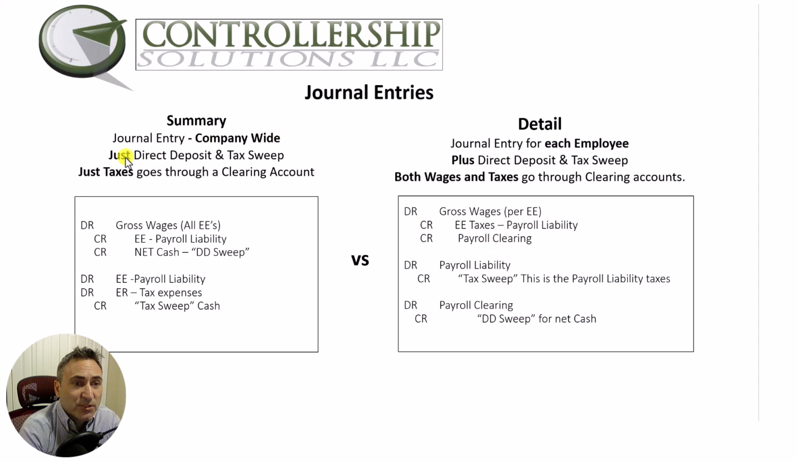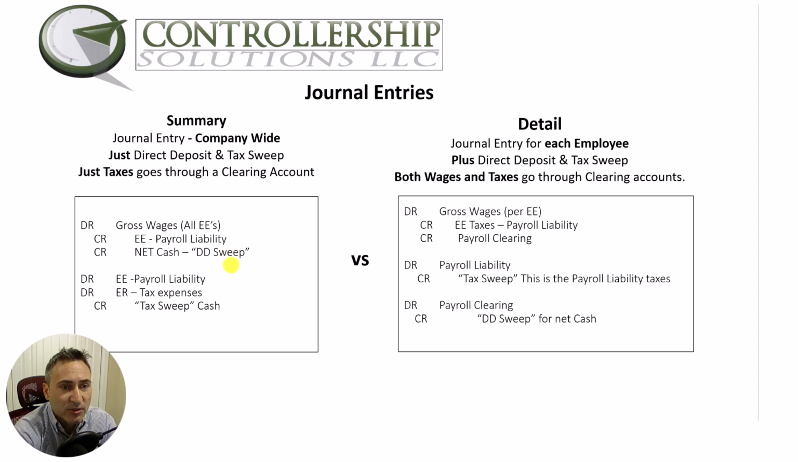The summary just pushes two entries. One, what we're going to call the direct deposit, and two, the tax sweep. The direct deposit, abbreviated DD sweep, and tax sweep, TS tax sweep. And when OnPay drafts the cash from your bank, it literally has DDS as a DD sweep and a TS for tax sweep built into the bank text that comes from the bank in the bank feed.